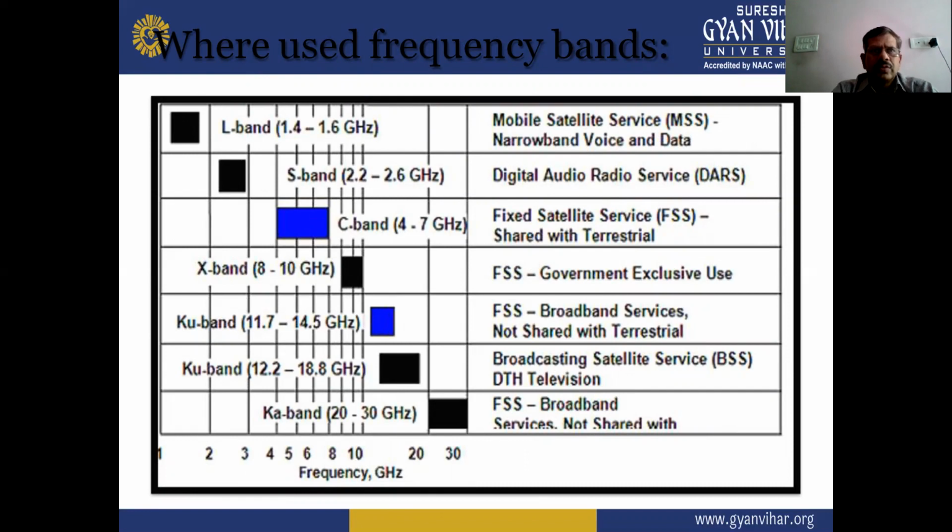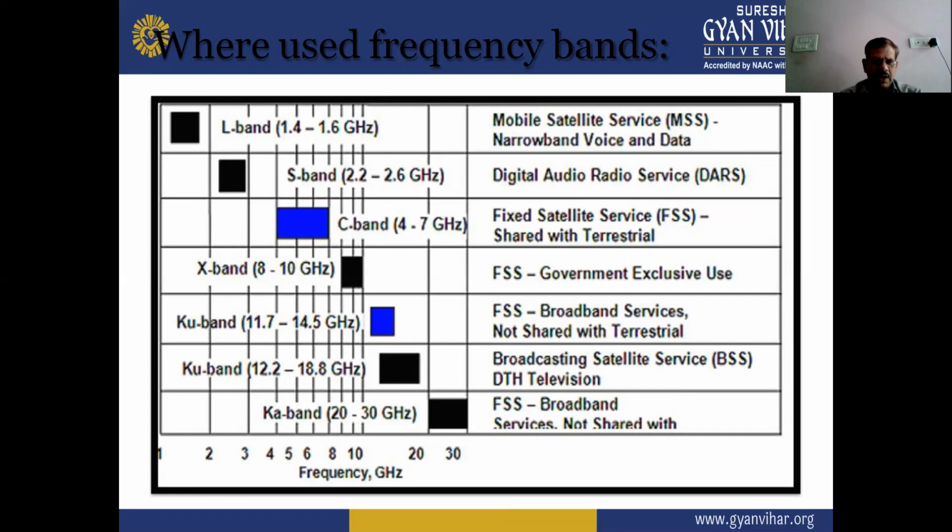So where are these frequency bands used? In mobile satellite service and narrow band voice and data, that is the L band, which has frequency 1.4 to 1.6 gigahertz. The second band is the S band, with frequency 2.2 to 2.6 gigahertz, used in digital audio radio service. The next one is the C band, with frequency 4 to 7 gigahertz, used in fixed satellite service shared with terrestrial. And the next one is the X band, which has frequency 8 to 10 gigahertz and is used in FSS, government exclusive use.